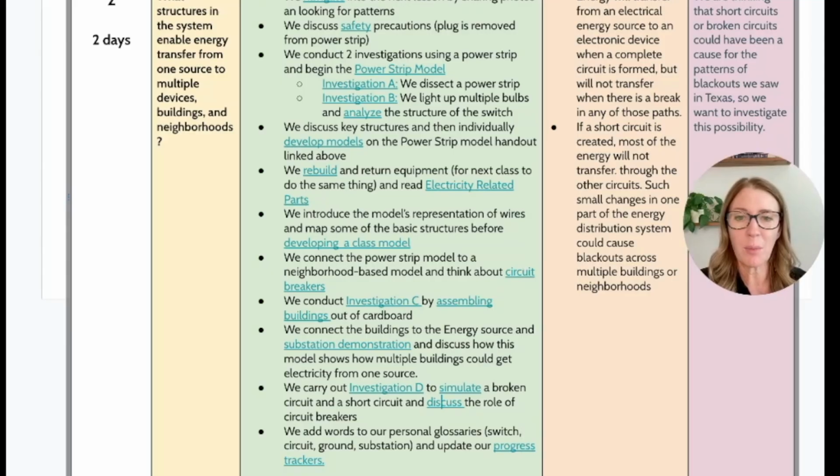So this is a pretty big lesson, lots of hands-on, lots of fun, and enjoy building your electric city.